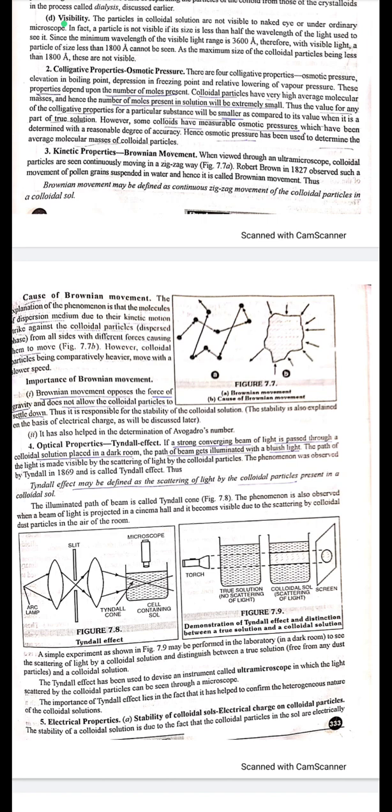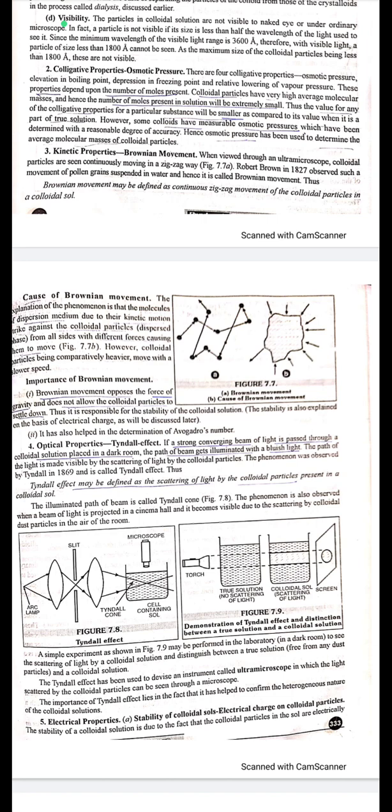However, some colloids have measurable osmotic pressure, which has been determined with a reasonable degree of accuracy. Hence, osmotic pressure has been used to determine the average molecular masses of colloidal particles. Third, kinetic properties, Brownian movement.